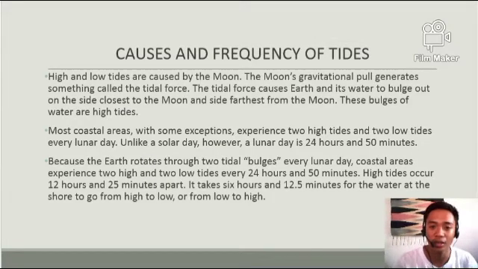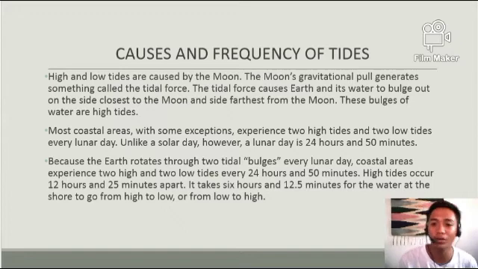So here are the causes and frequency of tides. High and low tides are caused by the moon. The moon's gravitational pull generates something called the tidal force. So that's the reason why yung tubig tumataas, because of the moon's gravity. The tidal force causes the earth and its water to bulge out on the side closest to the moon and the side farthest from the moon. These bulges of water are high tides.